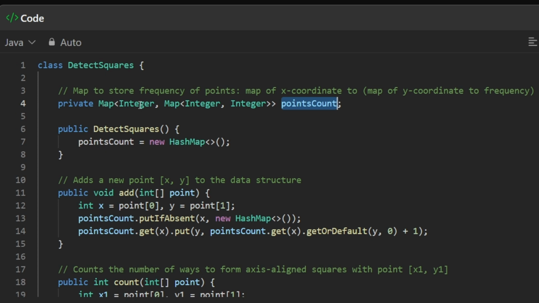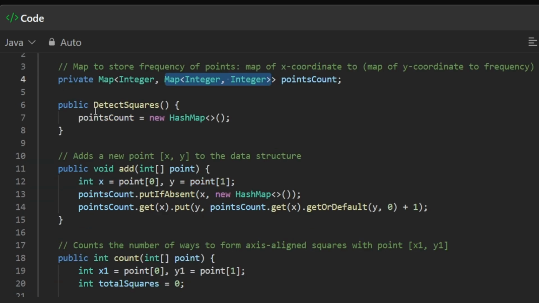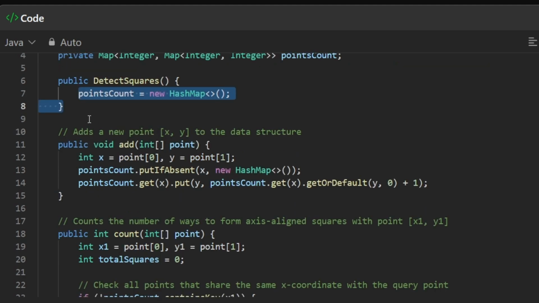And notice that we have key as an integer and its subsequent value as another hash map. So there is a hash map within a hash map. Then we are going to have a detect square method that is simply going to initialize the hash map, and then we are going to implement the add method.